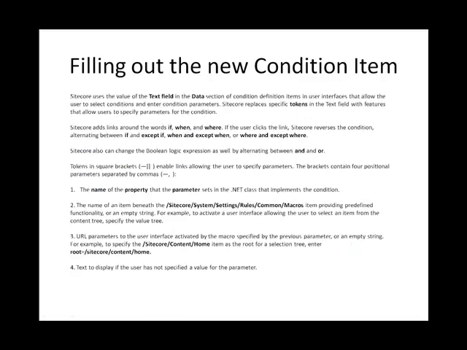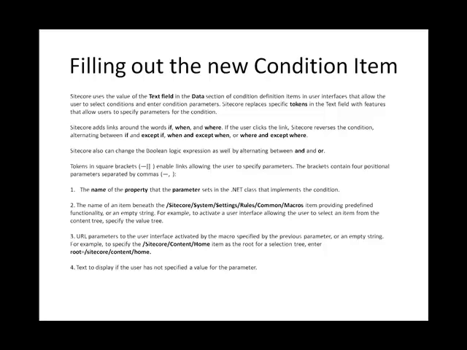So, how about filling out the new conditional item that we've created? Sitecore uses the value of the text field, which is in the data section of a conditional definition item, in the user interface that allows users to select conditions and enter condition parameters. So, Sitecore replaces the text field and the specific tokens that you define with features that allow users to specify parameters for the condition. So, Sitecore adds links around the words if, when, and where.